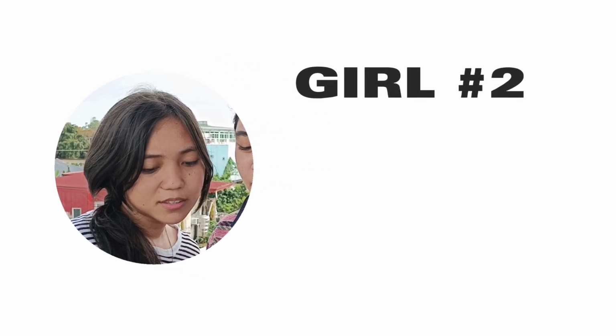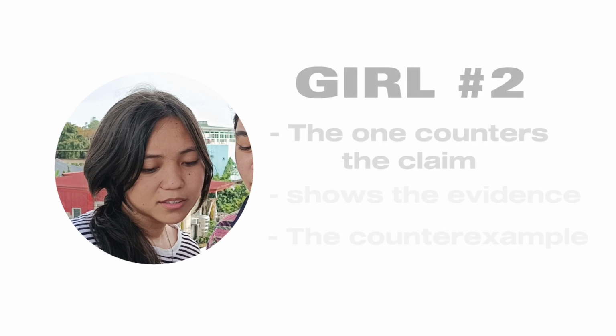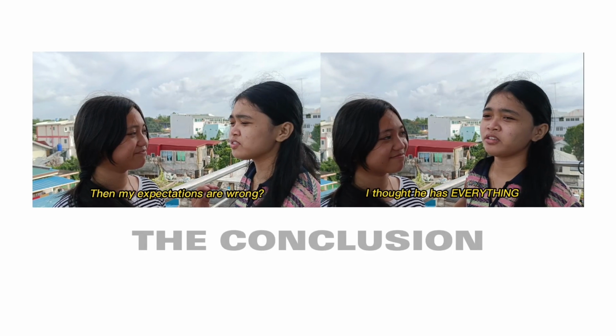Next is girl number 2. Girl number 2 counters the claim of her friend with the use of evidence. So this one is the counterexample. In the mathematical world, evidence is equivalent to a solution, since you validate what you are talking about or what you are trying to defend. And lastly, the conclusion. Girl number 1 concludes that all of her expectations or claims are not all true, since they are countered by the evidence from girl number 2.